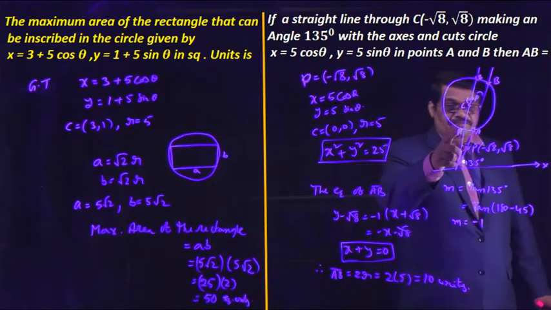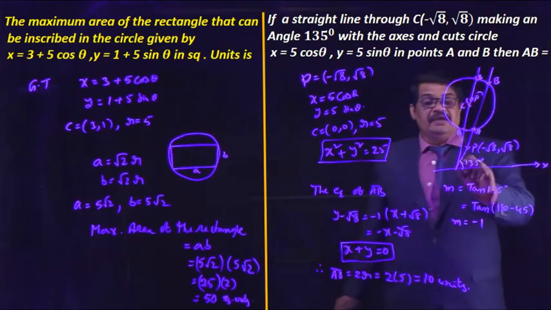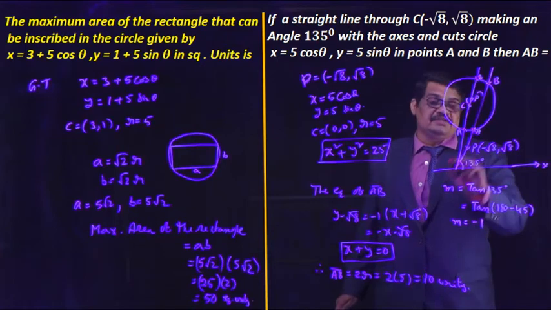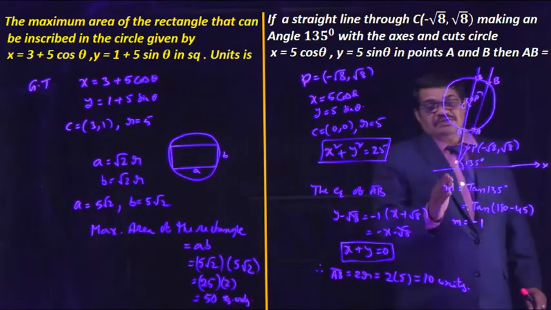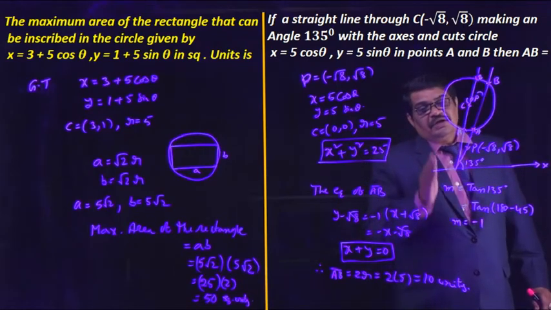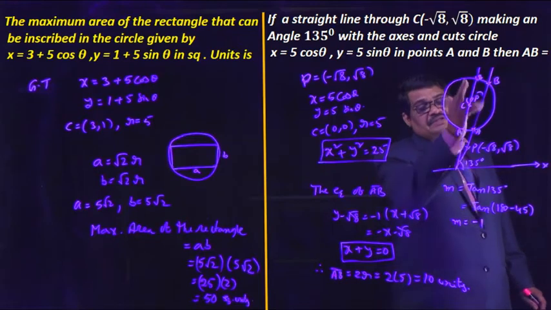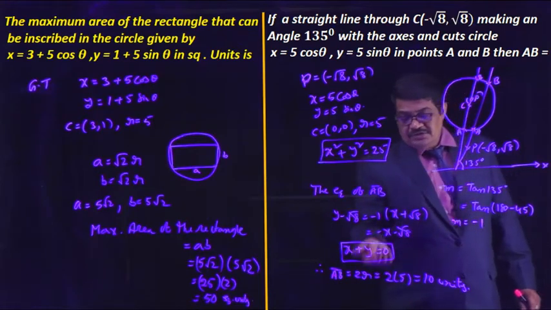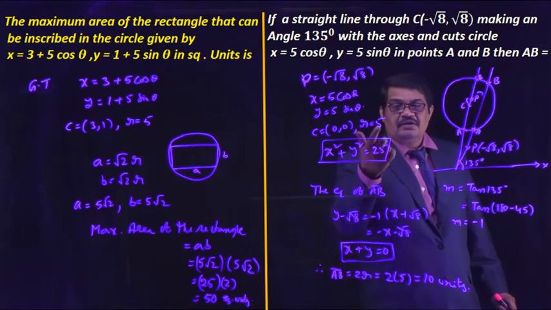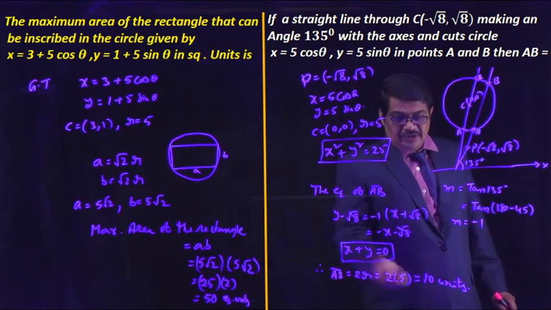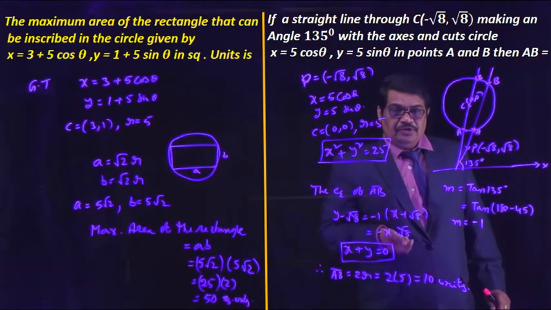Here the line AB is passing through the center of the circle and making an angle 135 degrees with the x-axis. So the line intersects the circle at capital A and capital B. Here AB is the diameter of the circle. So AB is equal to 2r. Here r is equal to 5, 2 into 5, that is 10 units. The length of the chord AB is 10 units.